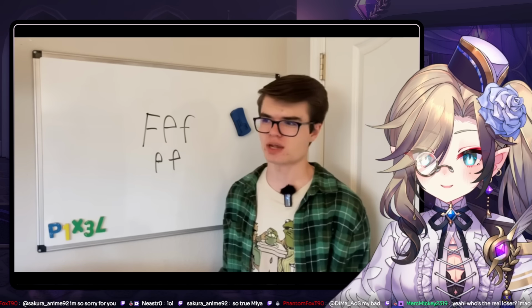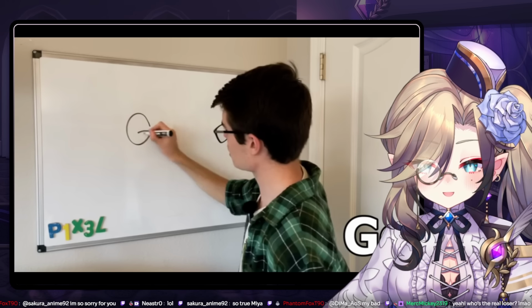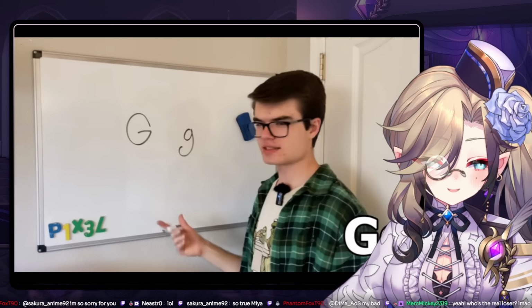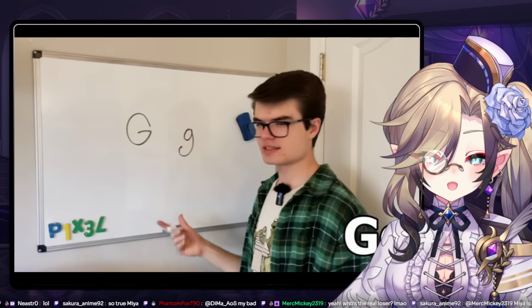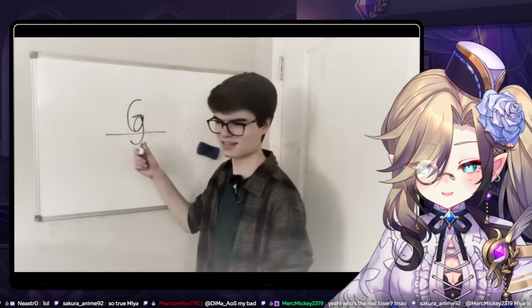If you want to do that, go for it, man. I'm not gonna stop you. G. I wonder what G is gonna be. Capital G, lowercase g. That's an interesting way to write the letter G. I've only ever seen that in typefaces. I've never seen anyone actually physically write the letter G like that, in between. What is that?